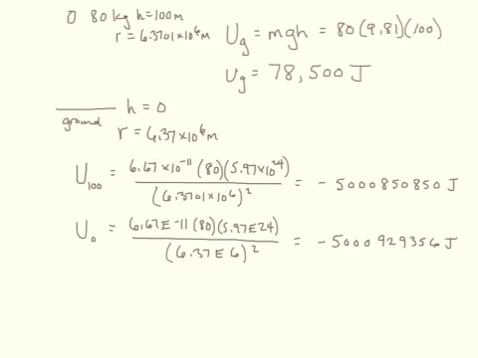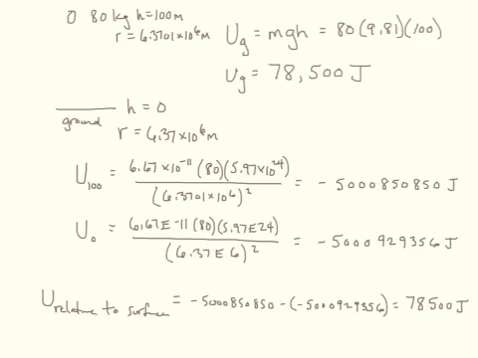And so we see that at 100 meters above the surface, we have more potential energy than we do at the surface. Now, if we want to figure out a relative to the surface of the Earth, calling the surface of the Earth 0, what I'm going to do is take the potential energy at 100 meters above the surface and subtract the potential energy at the surface, and that should give us our relative potential energy. And so what I see there when I subtract those two values is, once again rounded to three significant figures, it comes out to 78,500 joules. So our two answers agree.